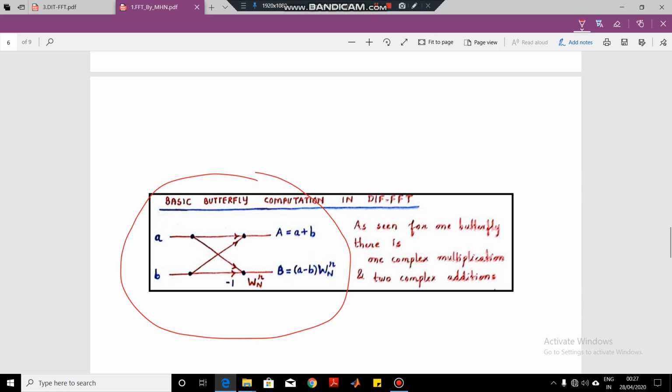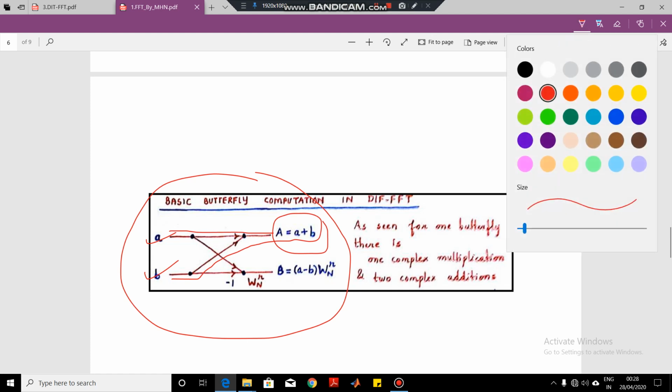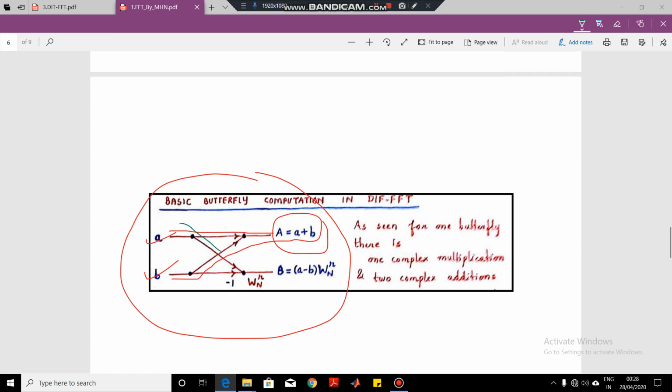So what is the difference? See here, these are the two inputs A and B to this butterfly. How does the computation take place? A goes directly here, B also goes directly here. So the first output is simple, we get A plus B. Now what about the second output? A goes here directly, but now B gets multiplied by minus 1, so we get A minus B. First A minus B is computed, and this subtraction is then multiplied by the twiddle factor W_N^r. So this is the difference of computation in the two butterfly structures.